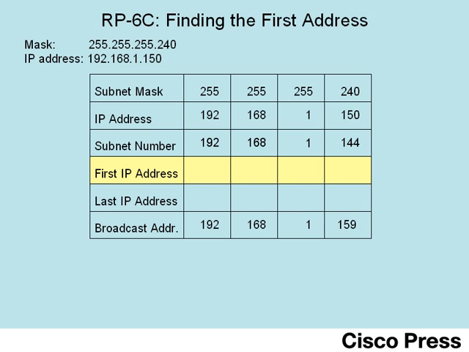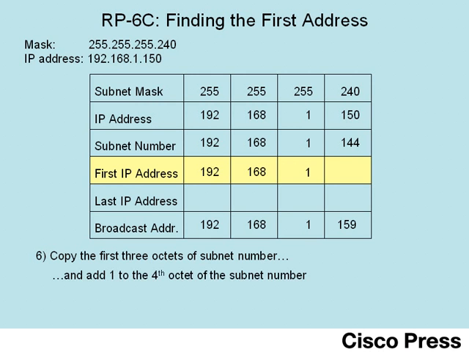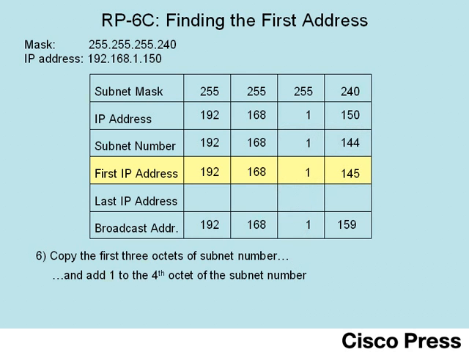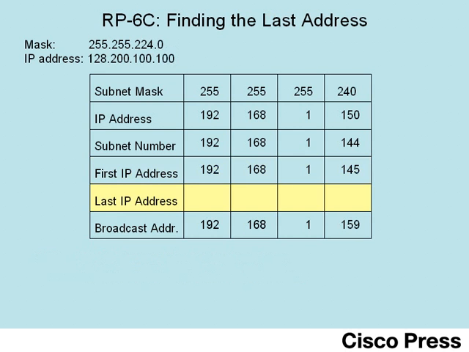Although the math is very obvious, I'll go ahead and show how to find the first IP address and last IP address in the range of addresses you can assign in the subnet. To find the first IP address, you copy down the first 3 octets of the subnet number, regardless of where the interesting octet is, and then add 1 to the 4th octet of the subnet number. In this case, of course, 144 plus 1 is 145, giving us a first IP address of 192.168.1.145.